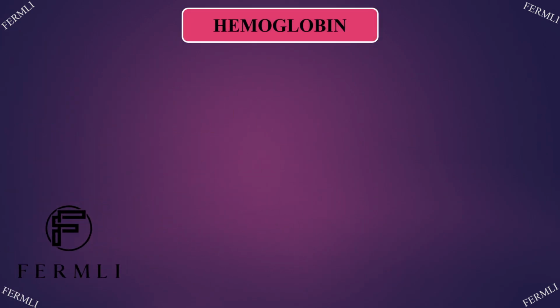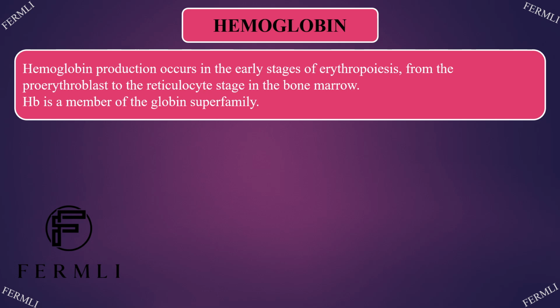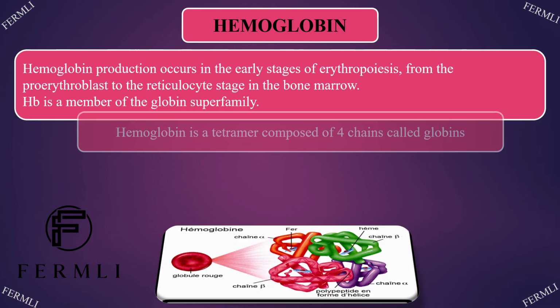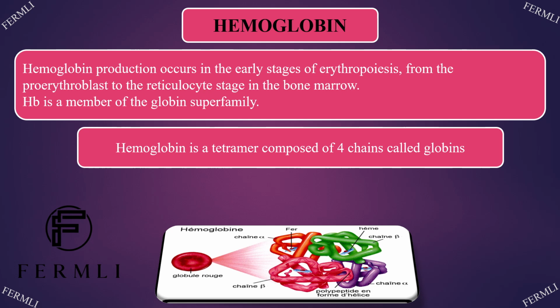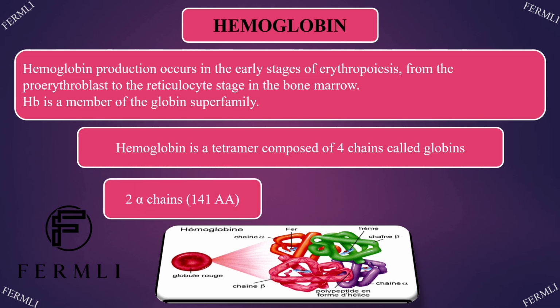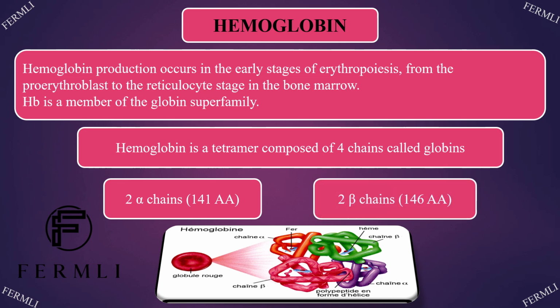Hemoglobin. Hemoglobin production occurs in the early stages of erythropoiesis, from the proerythroblast to the reticulocyte stage in the bone marrow. HB is a member of the globin superfamily. Hemoglobin is a tetramer composed of 4 chains called globins: 2 alpha chains, 141 amino acids, and 2 beta chains, 146 amino acids.